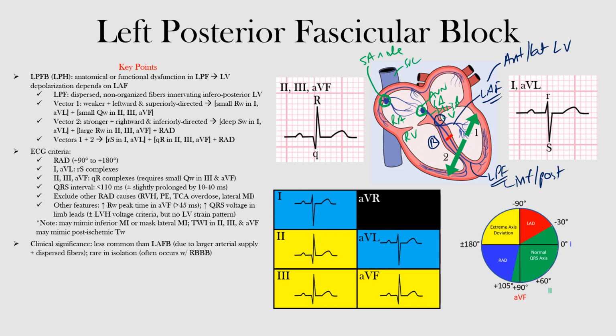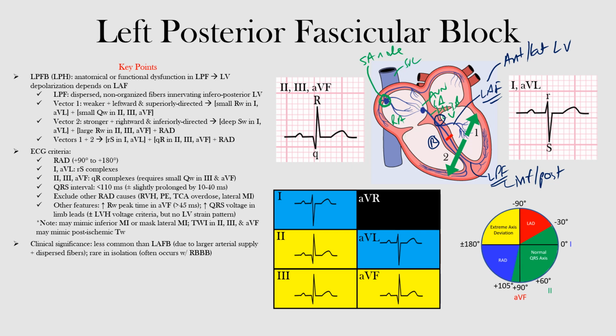Now, just a quick clinical note that we'll mention again later: because the left posterior fascicle is more dispersed and less organized than the left anterior fascicle, it's more resistant to ischemic injury. It also receives a greater arterial blood supply, which contributes to its protection. These fascicular blocks cause the ventricles to be innervated asynchronously and aberrantly. Therefore, the vectors produced by the left ventricle will be altered and will affect what we see on the EKG in each case. Our focus in this lecture is the left posterior fascicular block.